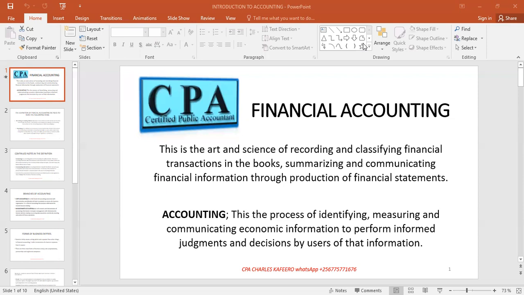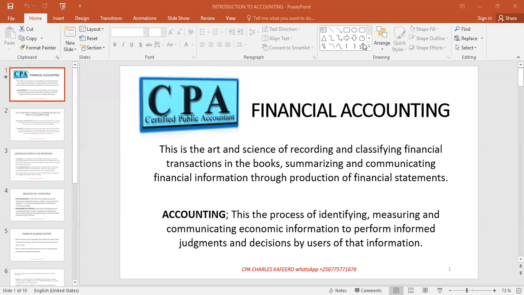Having got the value, then you communicate that information. First of all, we communicate it to the management. Those are the internal users, management, and let's say the directors, for them to make decisions on the day-to-day running of the business, as we shall see. Then allow me to proceed to financial accounting, because accounting itself has branches.